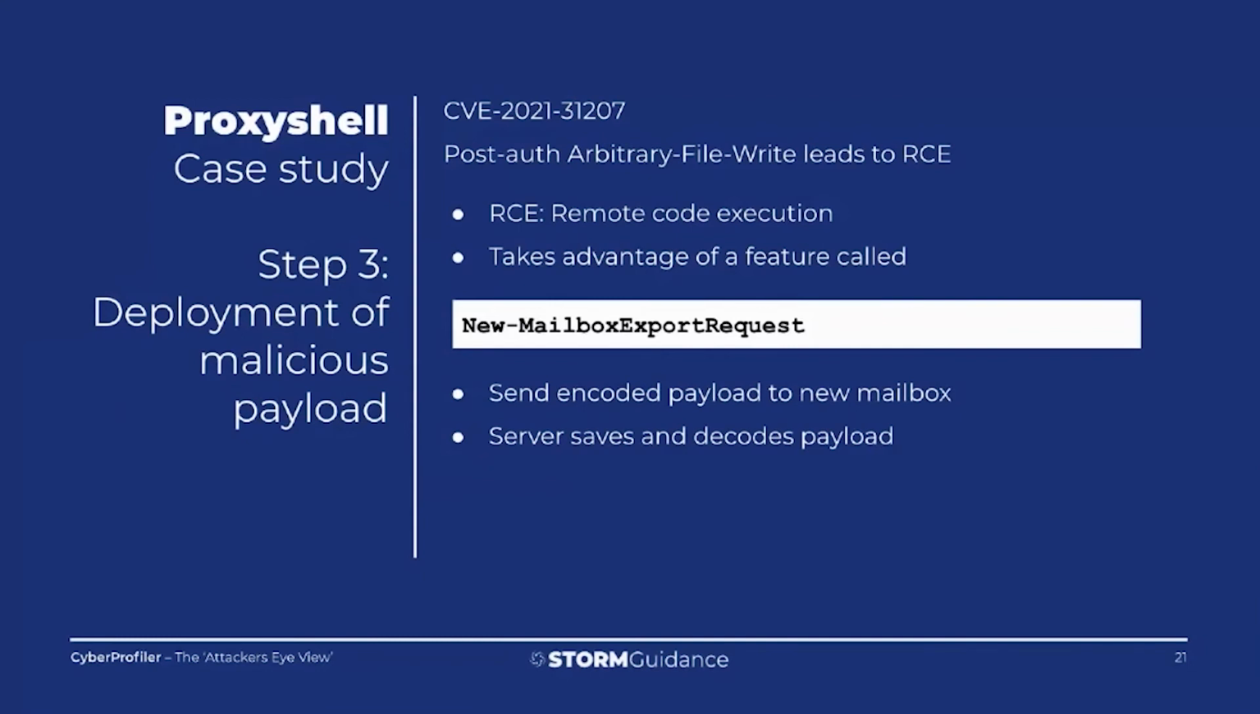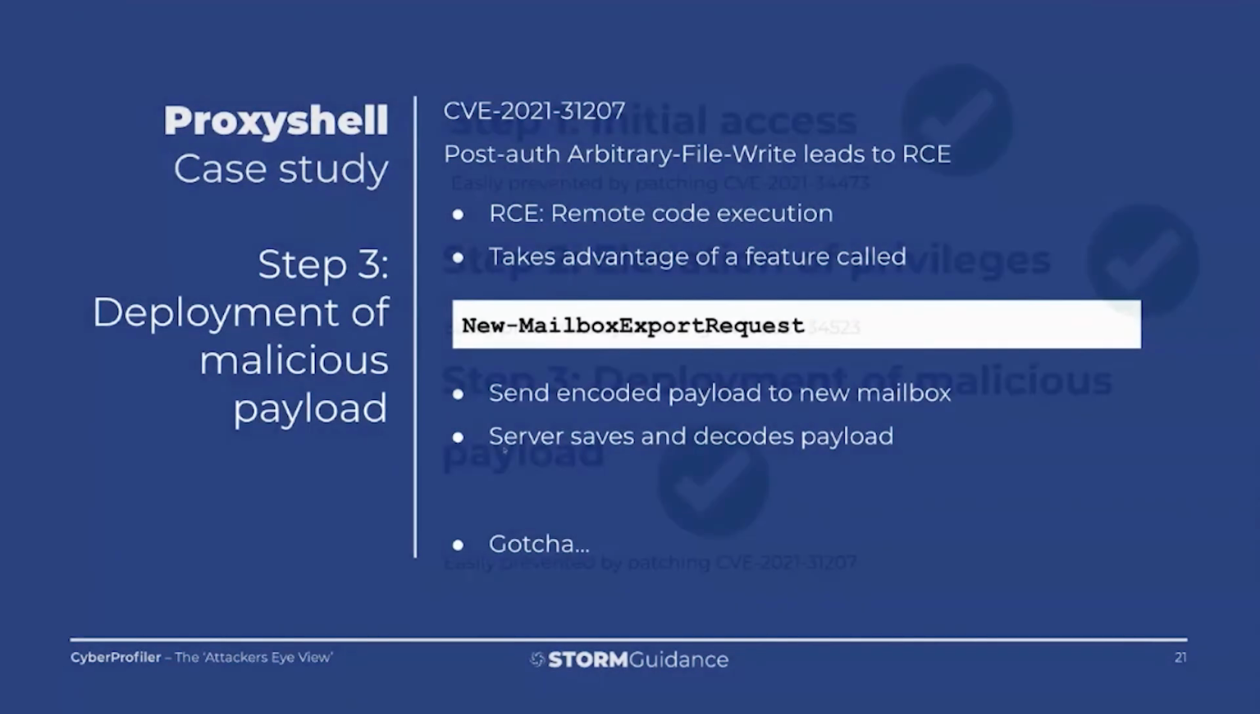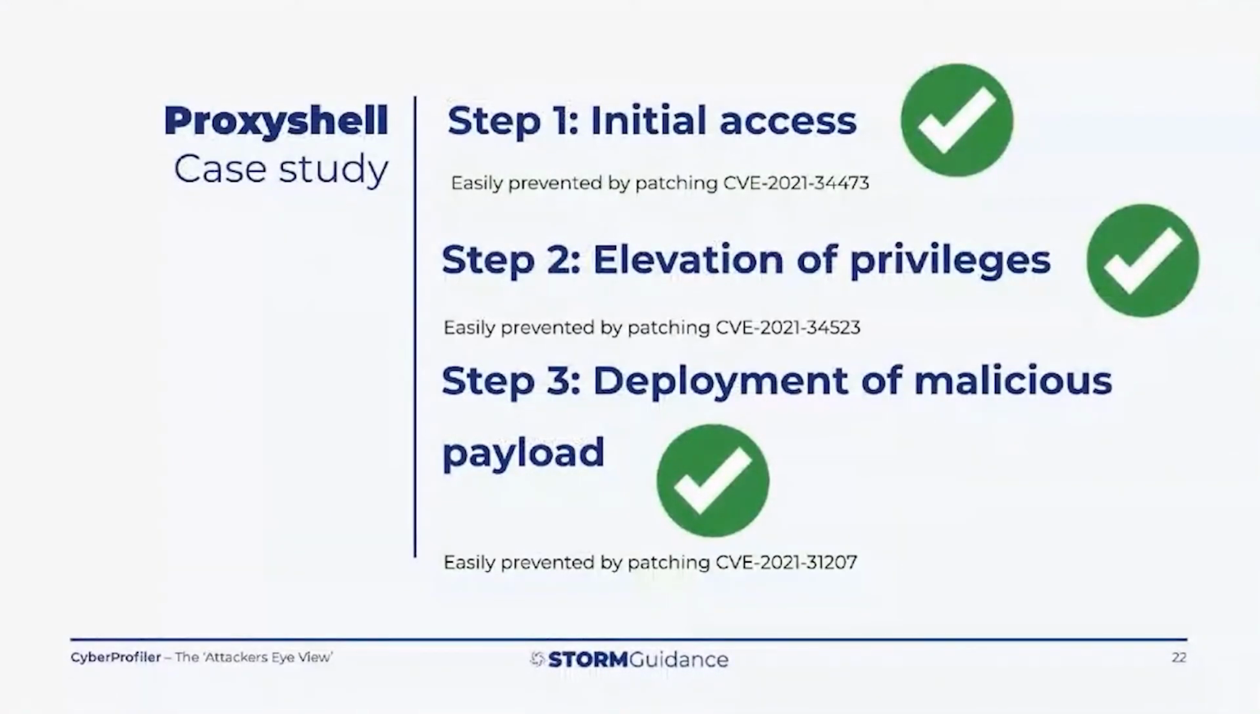Once you've created that file, you can then just send an encoded payload to it. When the server tries to save this payload, it will decode it into malicious code, and then it will run the code. And then, unfortunately, at that point, they've got you. So all 3 steps are now complete. As I mentioned, all easily prevented by just being aware of the vulnerabilities out there.